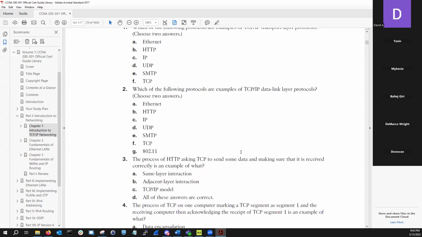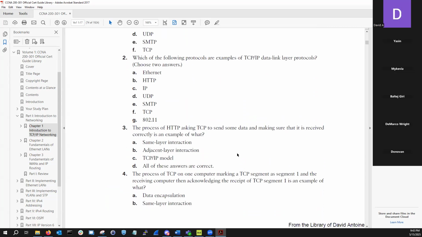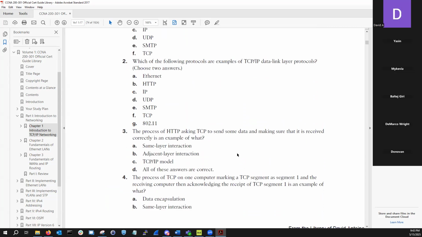All right. Let's keep going. Question three. The process of HTTP asking TCP to send some data and make sure that it is received correctly is an example of what, Gary? And your lifeline is Kivius.